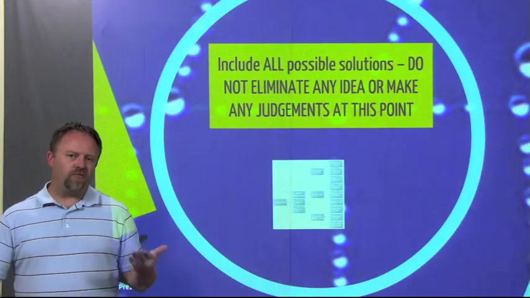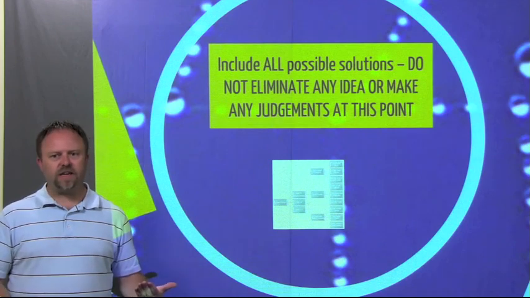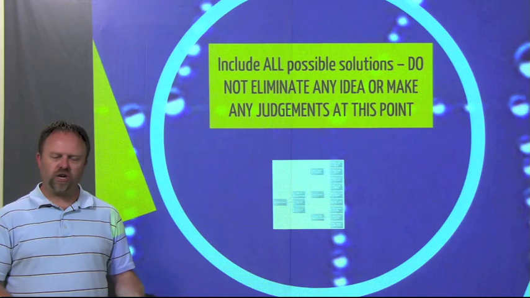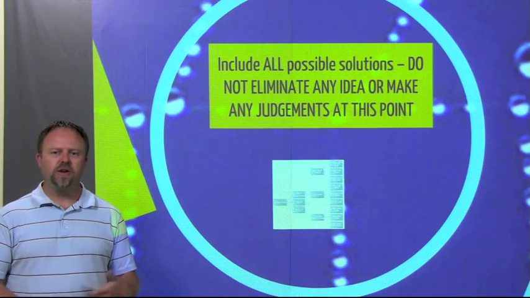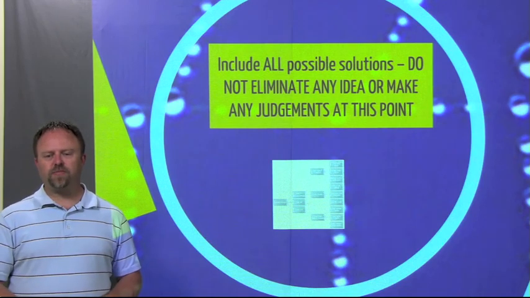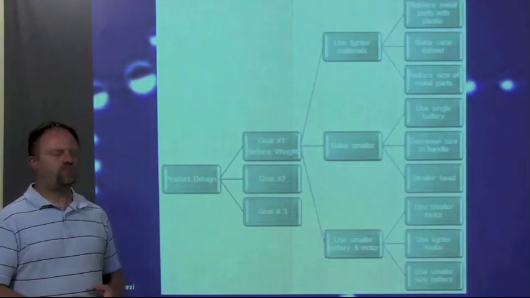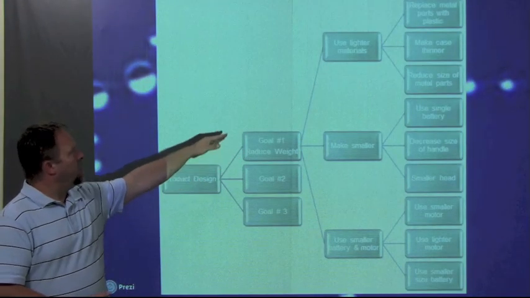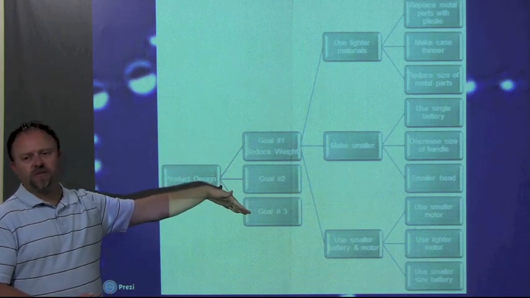Now, we want to include all kinds of ideas. We don't want to get rid of any right now. We want to not judge any of the ideas that we have so far. So we'll look at just possible ideas. So for example, maybe the reduce weight goal. We come up with a few options for methods to do that.